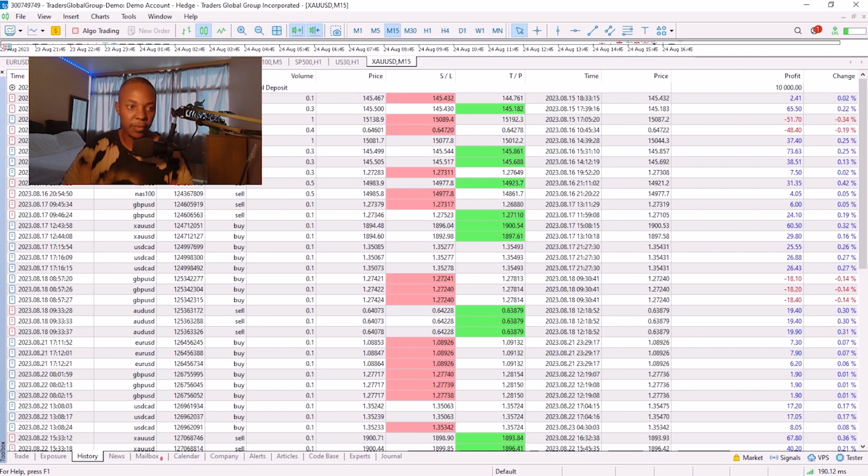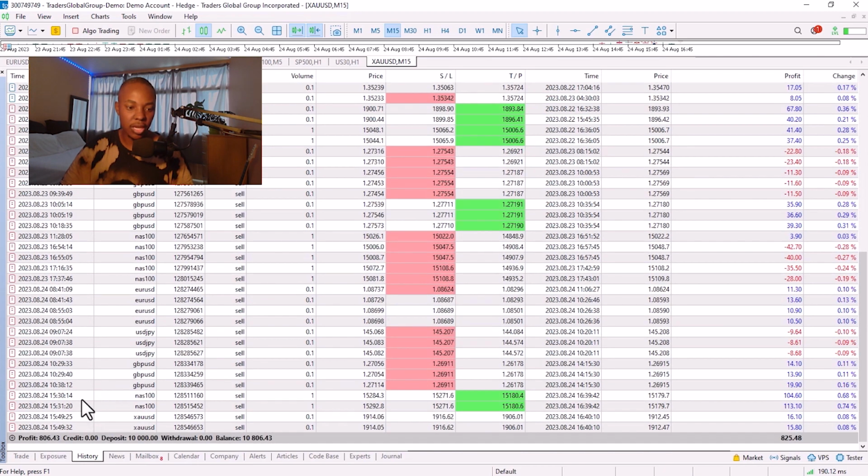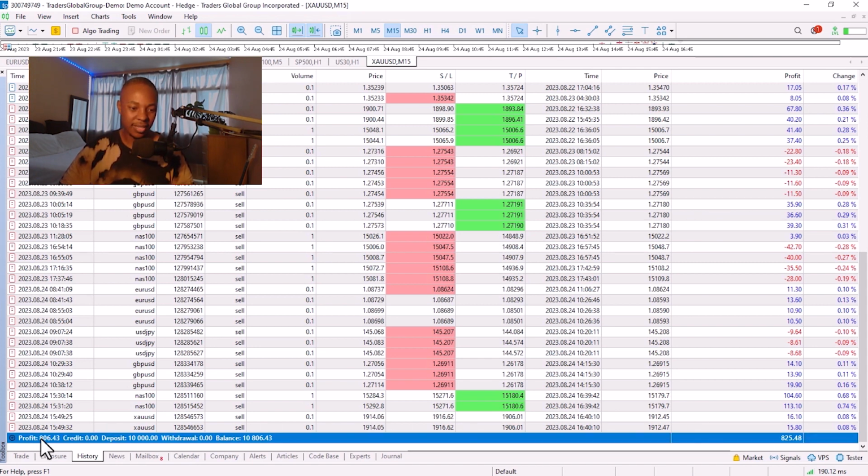As you can see, I started from the 15th, and today is the 24th. So yeah, I took 8 trading days to pass this challenge. As you can see, the overall profit is, well, technically I made 825, but because of commission, spreads and swaps, it only came down to this much.